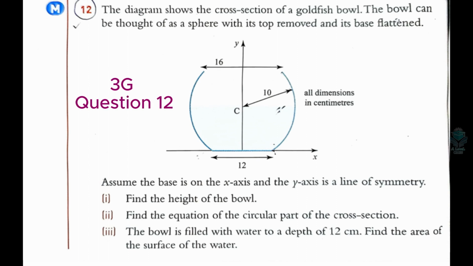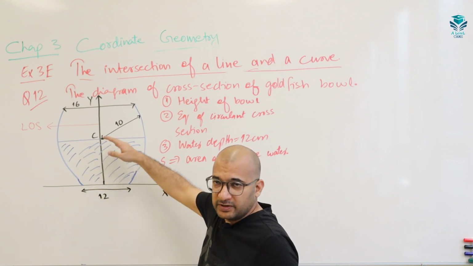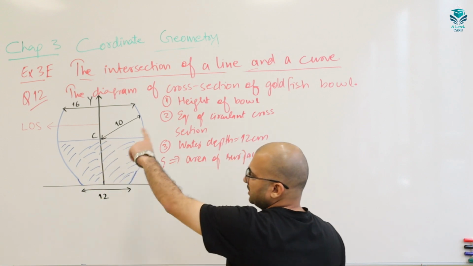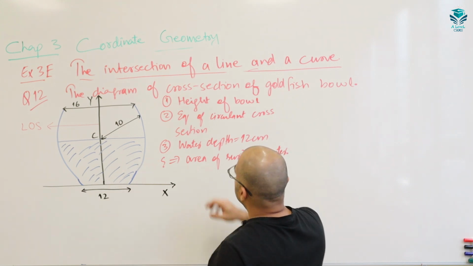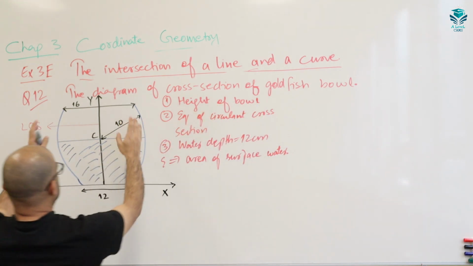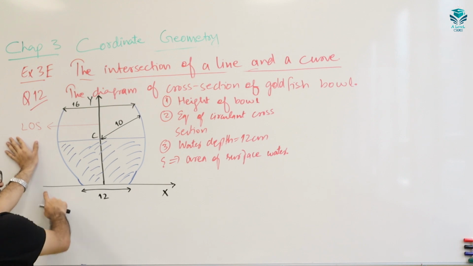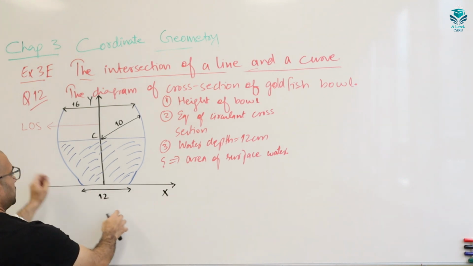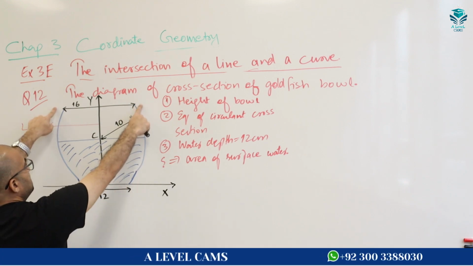In this question we are given a goldfish bowl, which is filled, the blue area, with water. All the measurements are given in centimeters. In the question, the cross section of the goldfish bowl is given, where the y-axis is considered as the line of symmetry. This is the x-axis. So this length of the cross section is 12 and it is 16.